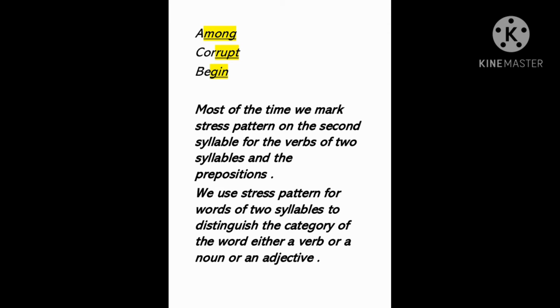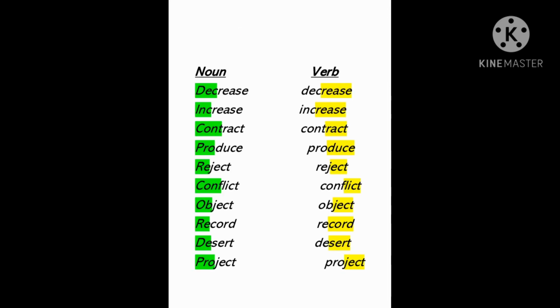We use stress pattern for words of two syllables to distinguish the category of the word, either it's a verb or it's a noun or an adjective. We have here a list of words that are written in a similar way, and the only way to distinguish between them is stress pattern. So here we have decrease, and for the noun we have increase, and for the verb we have increase. Even the S here is pronounced as S for the noun and as Z for the verb.